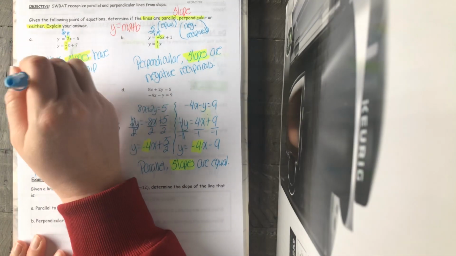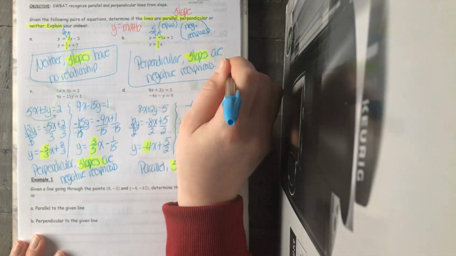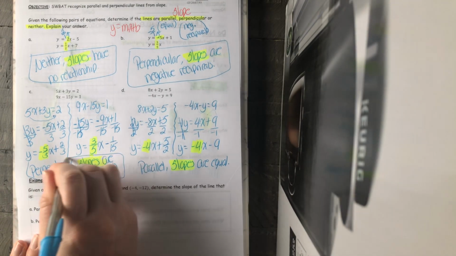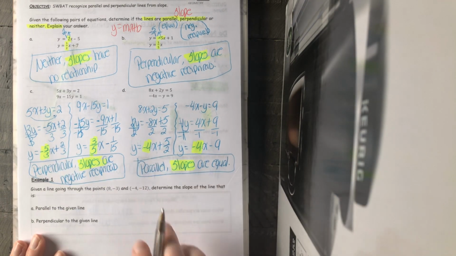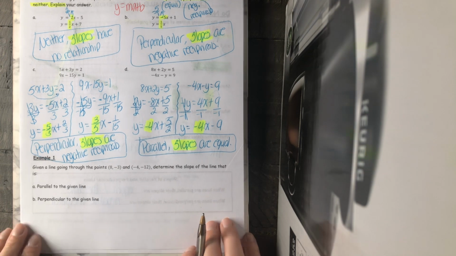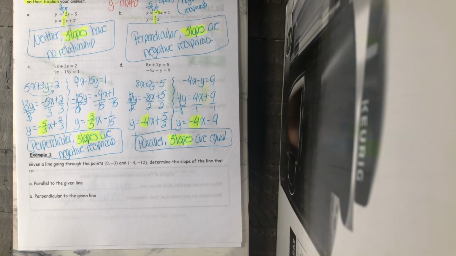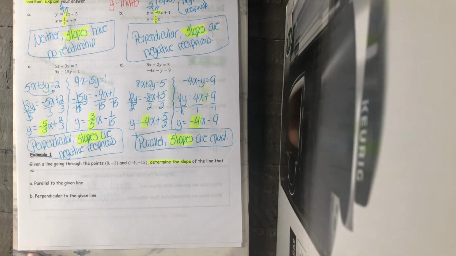All right, so now we have our answer for A, B, C, and D. If we keep moving on, if I look at example 1 underneath, it says given a line that's going through those points, 8, negative 3, and negative 4, negative 12. We want to determine the slope, so I'm just going to highlight that. We have to determine the slope of the line that's going to make them parallel, and we have to find a slope that's going to make them perpendicular.